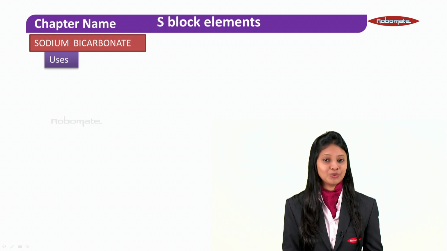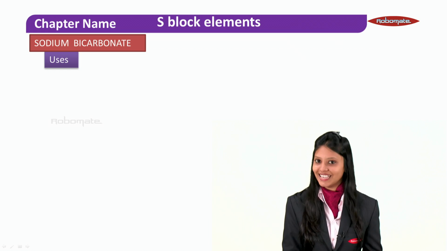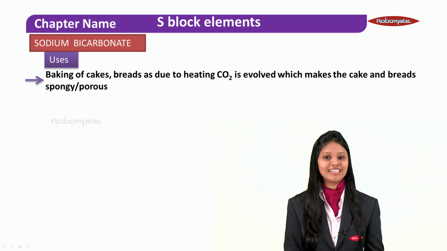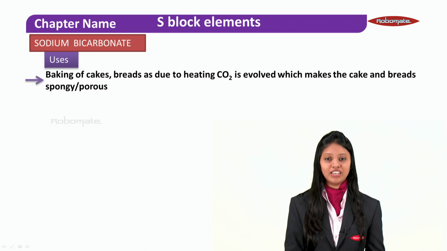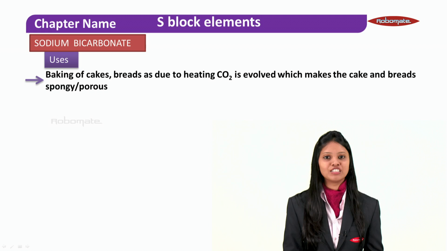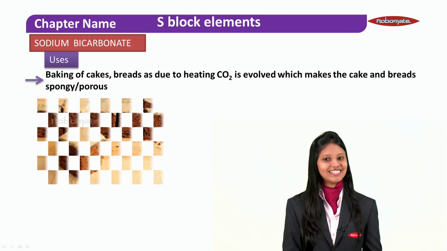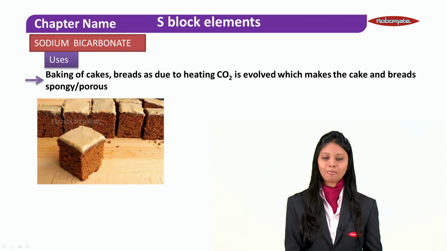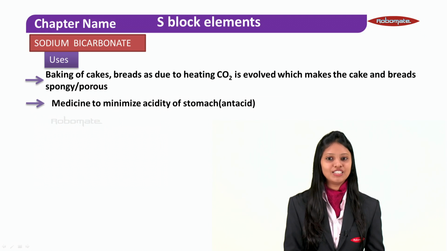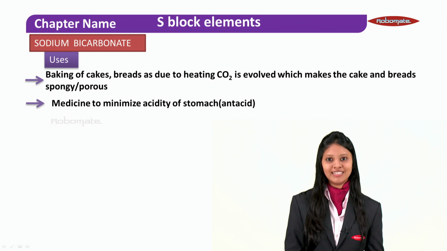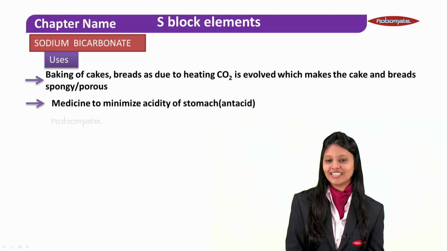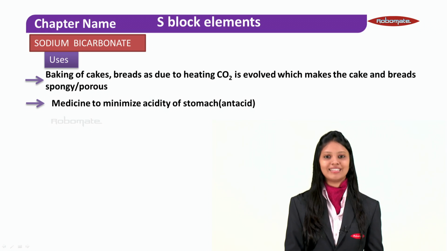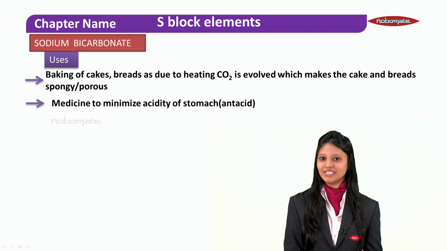One very important use, which is baking soda's use, is it is used in baking purpose, especially for the breads and cakes, to make it spongy. And why this happens? Because there is evolution of carbon dioxide. So there is a cake which gets spongy because we add baking soda. And the second important use is it is used as antacids in medicine. When there is acidity or excess of acid, we give sodium bicarbonate preparation, which is known as antacids. So this was about uses.